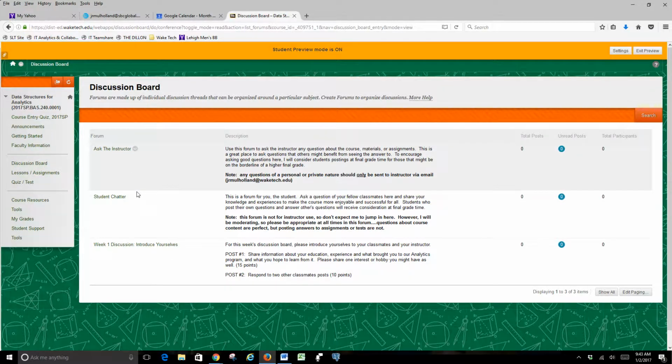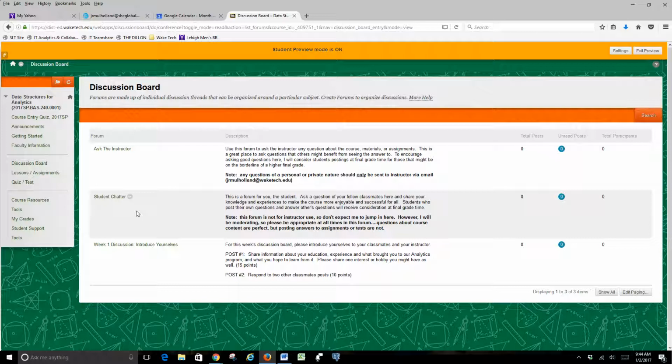There are also 2 general purpose posting boards. One is Ask the Instructor. This is where, if you want to ask me something that you want others to know the answer to as well, if it's of general interest, you can post it here and I can answer it so everybody can see it. Of course, your other choice is always to email me directly with any questions you have, and I can certainly answer them that way.